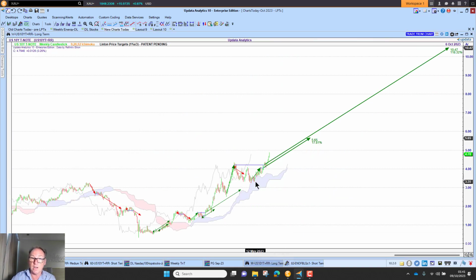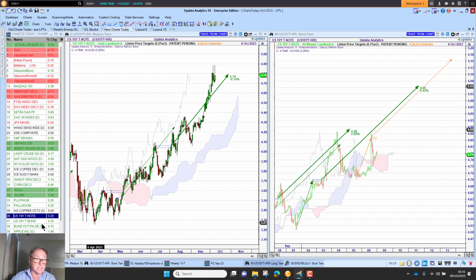And, of course, on the long-term weekly chart, which is looking very bullish with this triangle breakout, we have got a target now to 10%. So really hard to believe, but that's what the targets say.